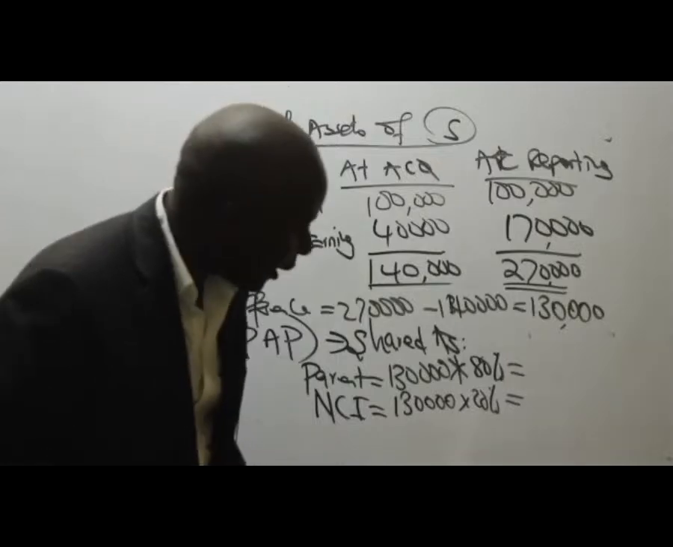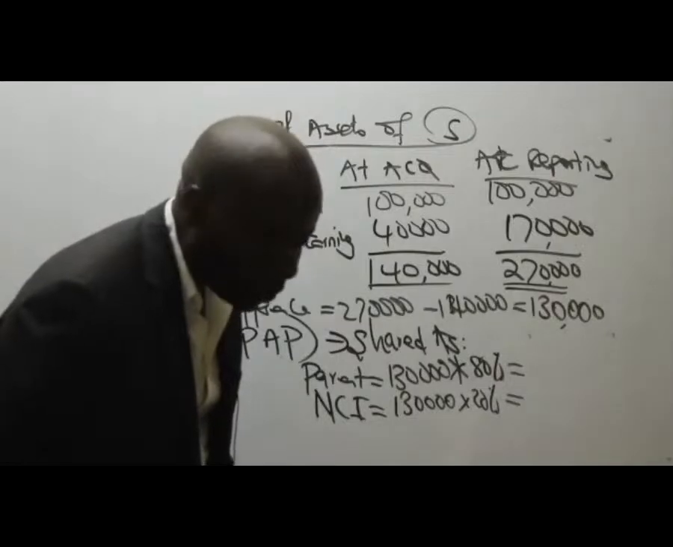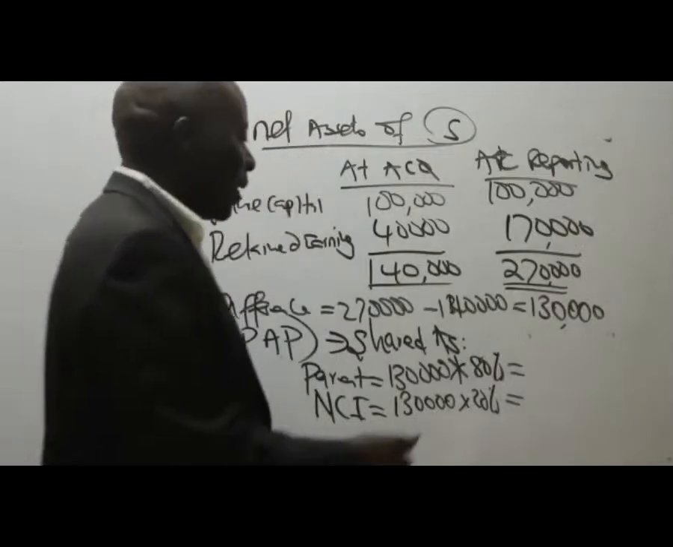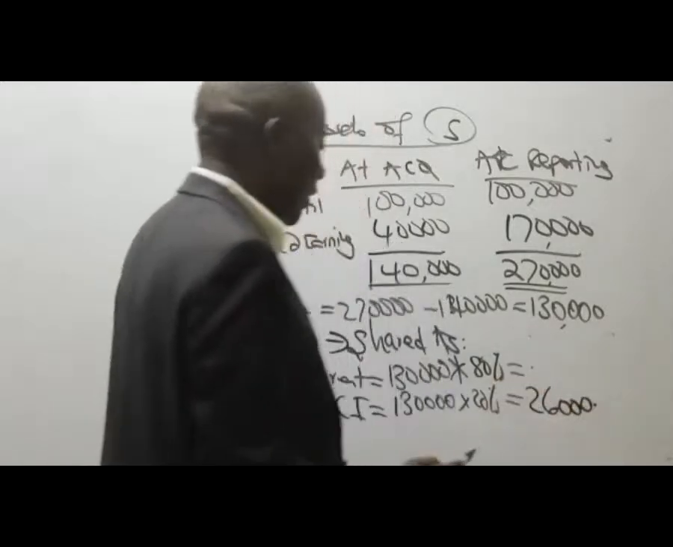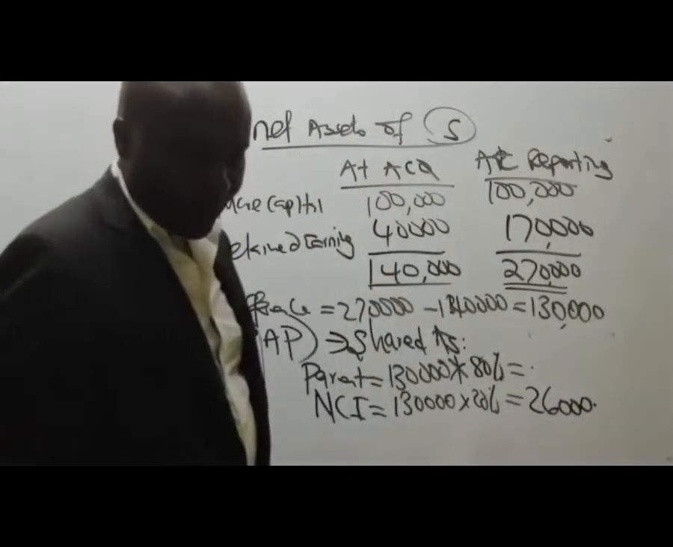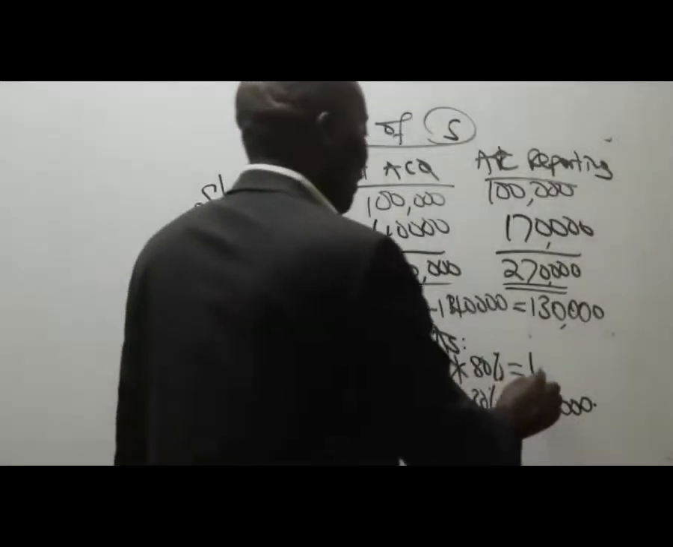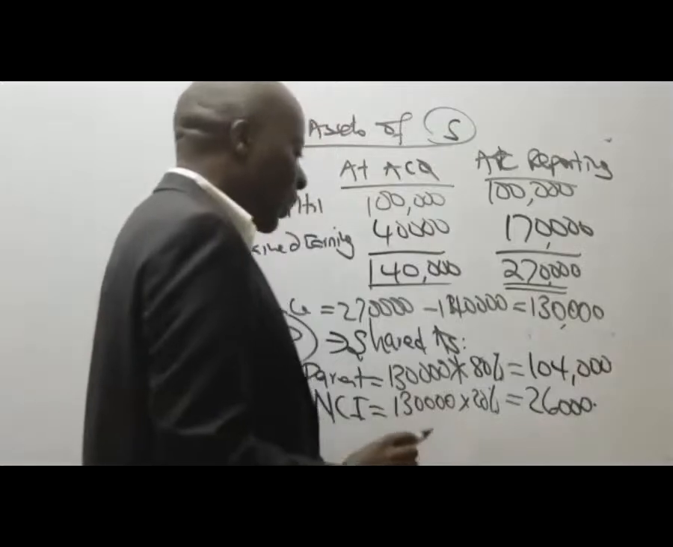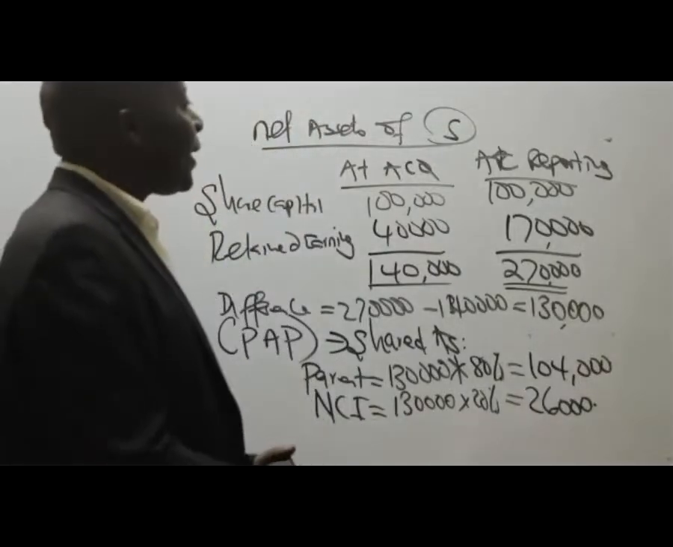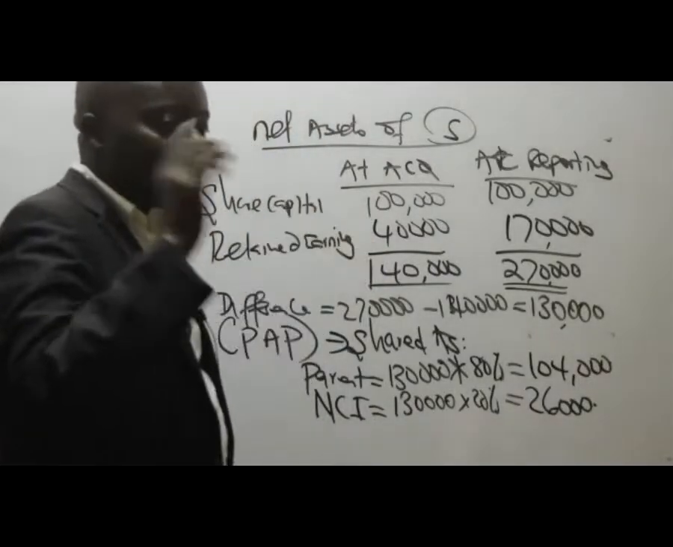So the first one I'm being told is 20, or the second, I don't know, should be the second one, 26,000. How about the first one? The first one is 104,000. If you add the two, that will be 130,000. So those are net assets of S, the first subsidiary.